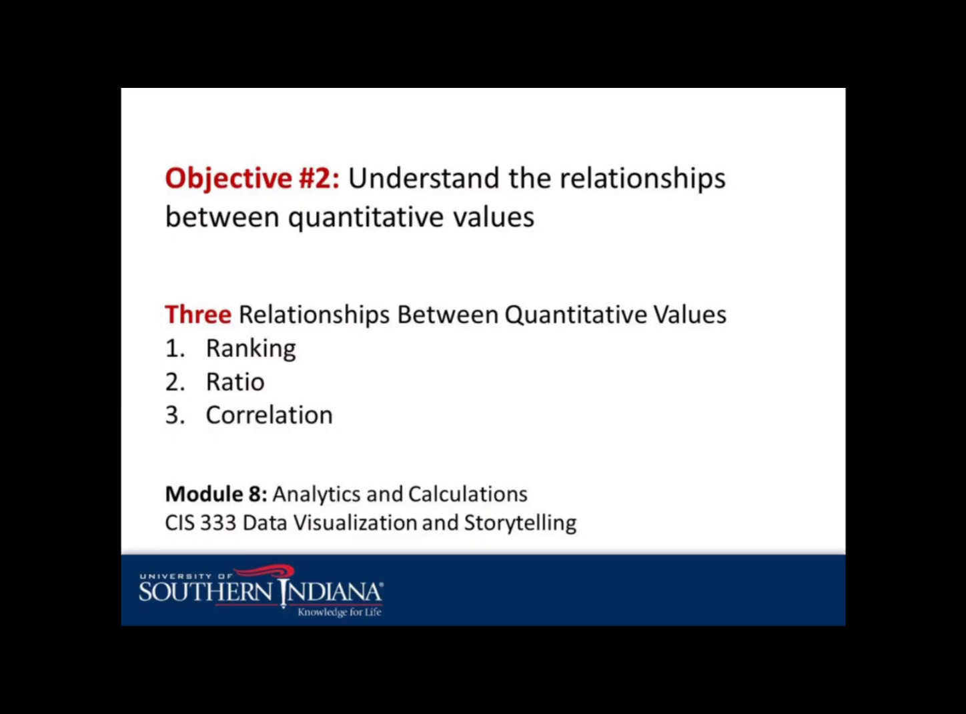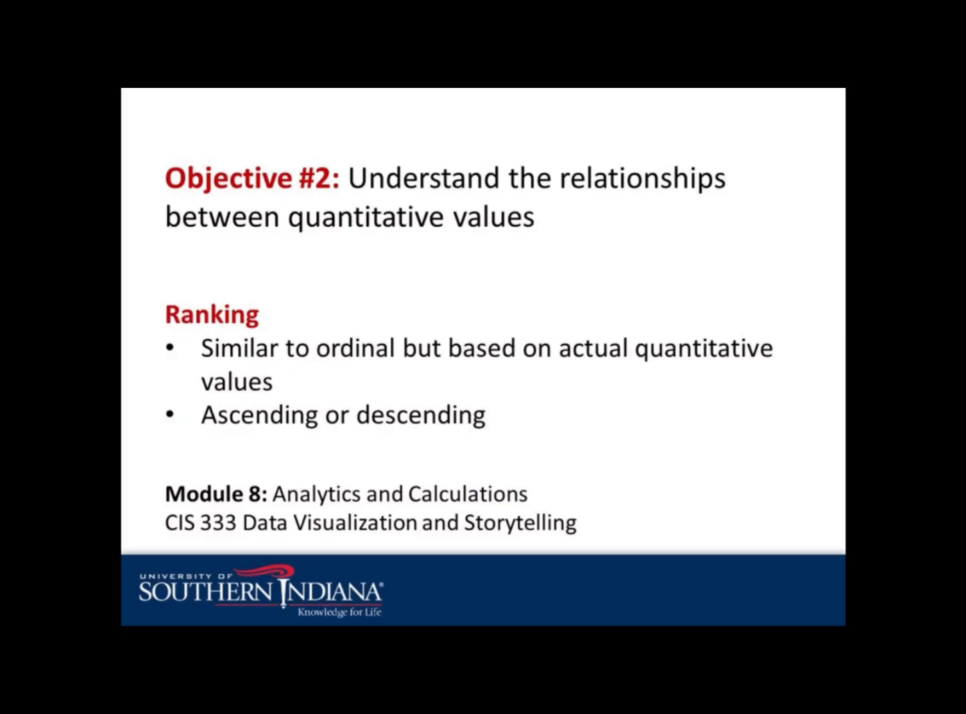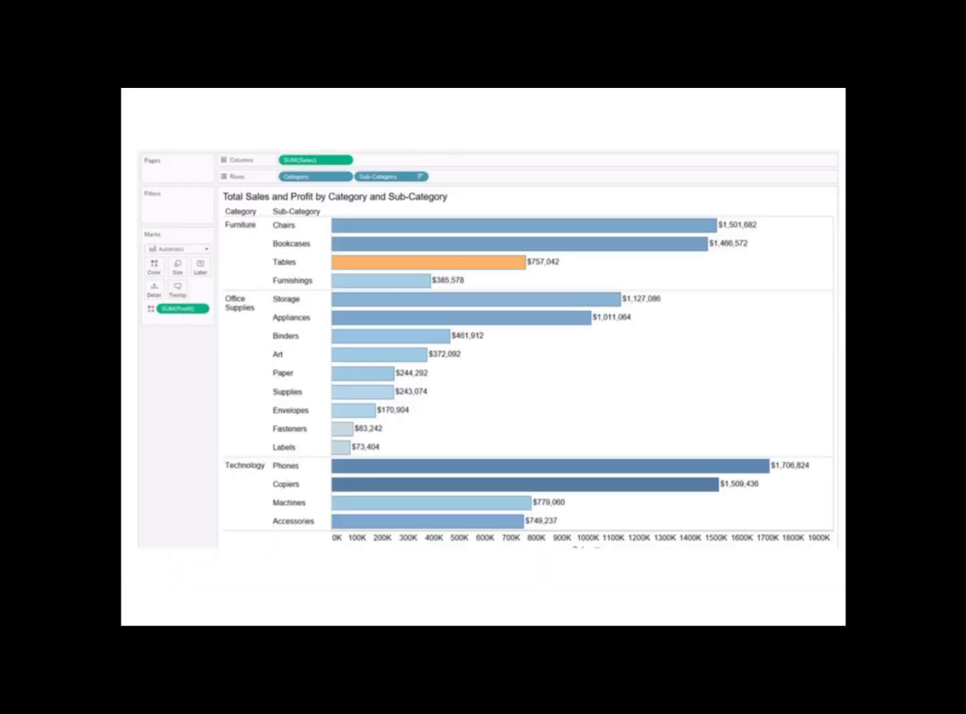Okay, let's switch gears a little bit and talk about the relationship between quantitative values. And it might get confusing when you're thinking about categorical items and quantitative values, because they kind of seem the same, but they are very different. So there's three types of relationships between quantitative values: ranking, ratio, and correlation. So ranking, this is where it gets kind of confusing, because ranking is very similar to ordinal, the type of relationship for categorical items, but ranking is based on quantitative values. And you can have ascending or descending. And let me show you an example of this so you kind of get the idea.